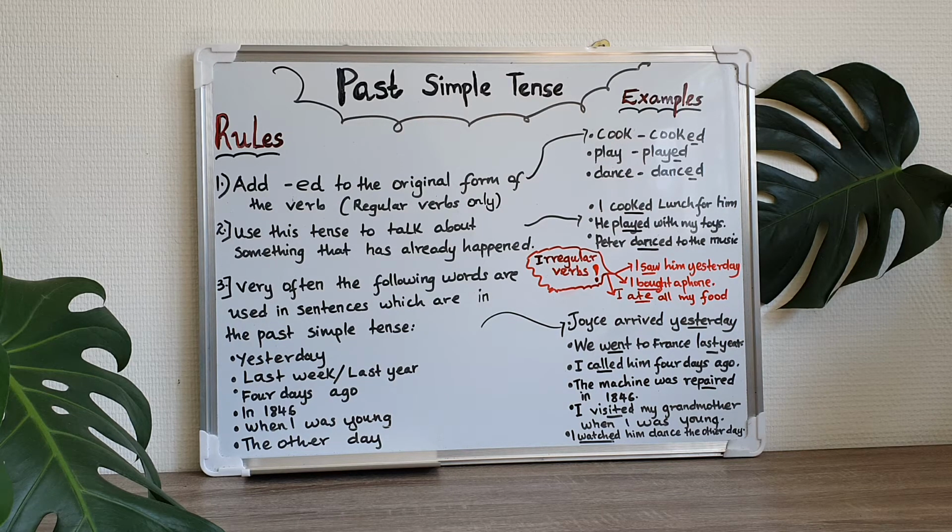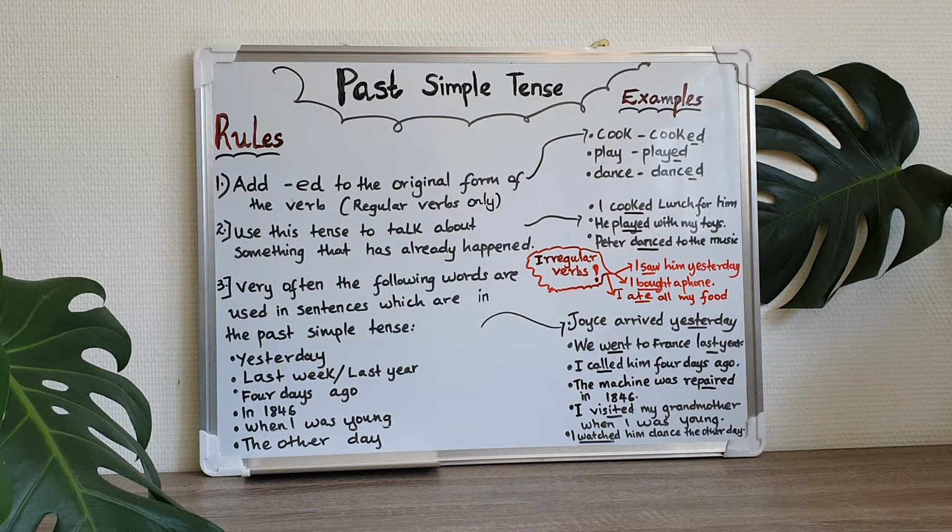Look at the examples on the right. Cook, cooked. So cook is the original form of the verb, and to change it to the past simple tense, we add ed. It becomes cooked. And then we have play. It becomes played. We have dance. It becomes danced. So, cook, play, and dance are examples of regular verbs in English. Okay?